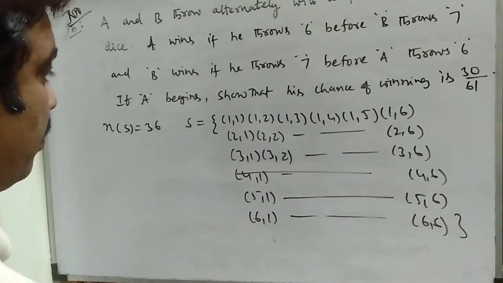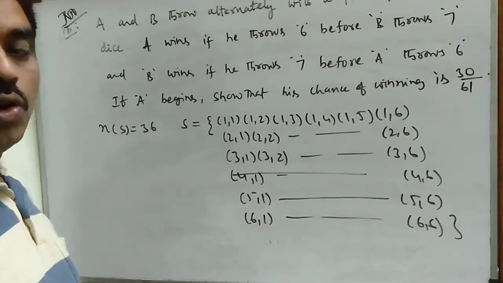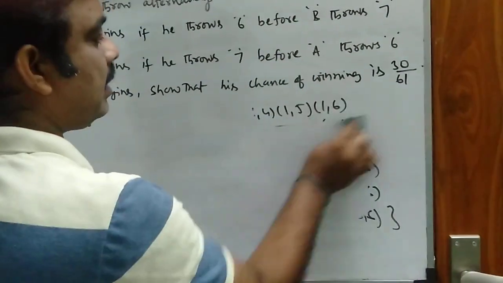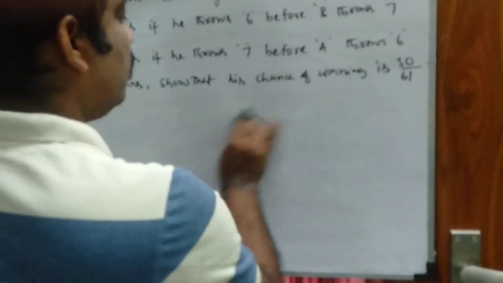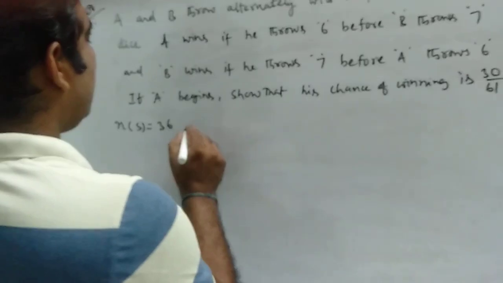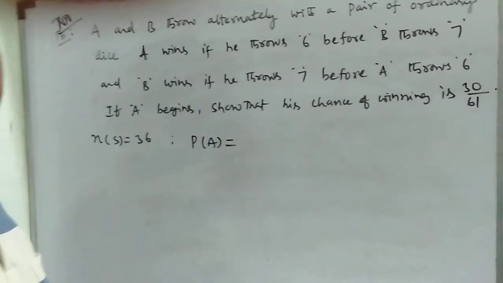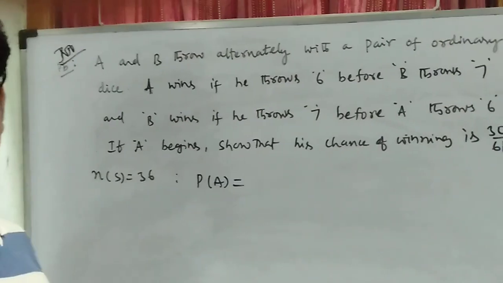The total number of sample points when you throw a pair of dice is equal to 6 squared, that is equal to 36. Now find the probability of A. For A to win, he has to throw 6 with a pair of dice.